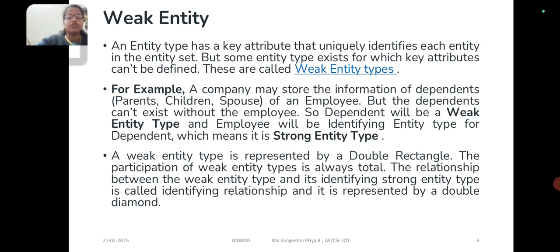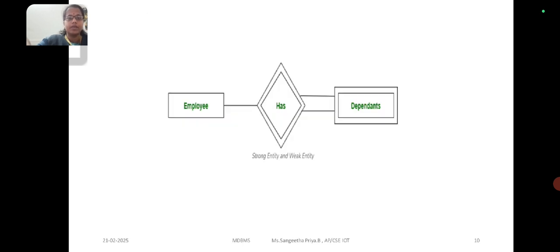The participation of a weak entity type is always total. The relationship between a weak entity type and its identifying strong entity type is called an identifying relationship, and it is represented by a double diamond. See, in this box, the employee has a dependent, so that their relations can be included in the database.